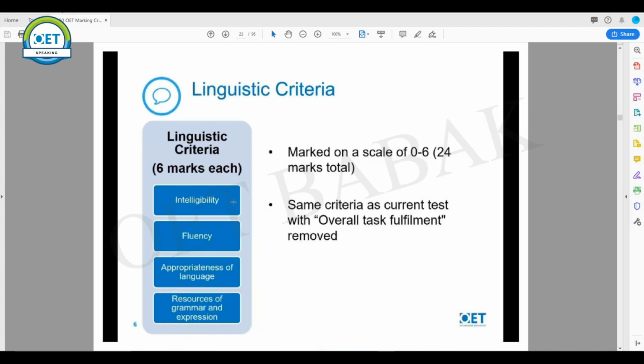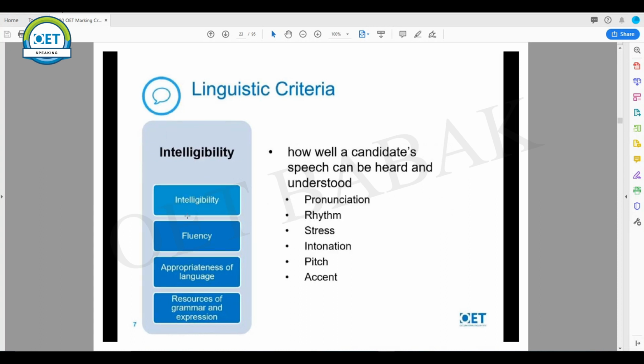The linguistic criteria is obvious. Basically, intelligibility. Very quickly, what does intelligibility mean? Being understandable. So how well a candidate's speech can be heard and understood. Pronunciation, you know. Rhythm, do you know rhythm? How fast you speak, how slowly you speak? Something mediocre, not too fast, not too slow. Something in between.